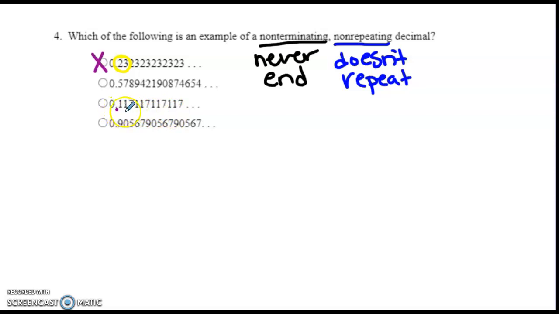0.117117. So see how the 117 is repeating? So that's not our answer because we want it to be non-repeating. 0.90567, 90567. Okay, so notice the whole 90567 repeats. So that's not it either. This one has to be our answer. So when we say repeating, it's not just like the same number repeats the whole time. It just has to follow the repeating pattern.